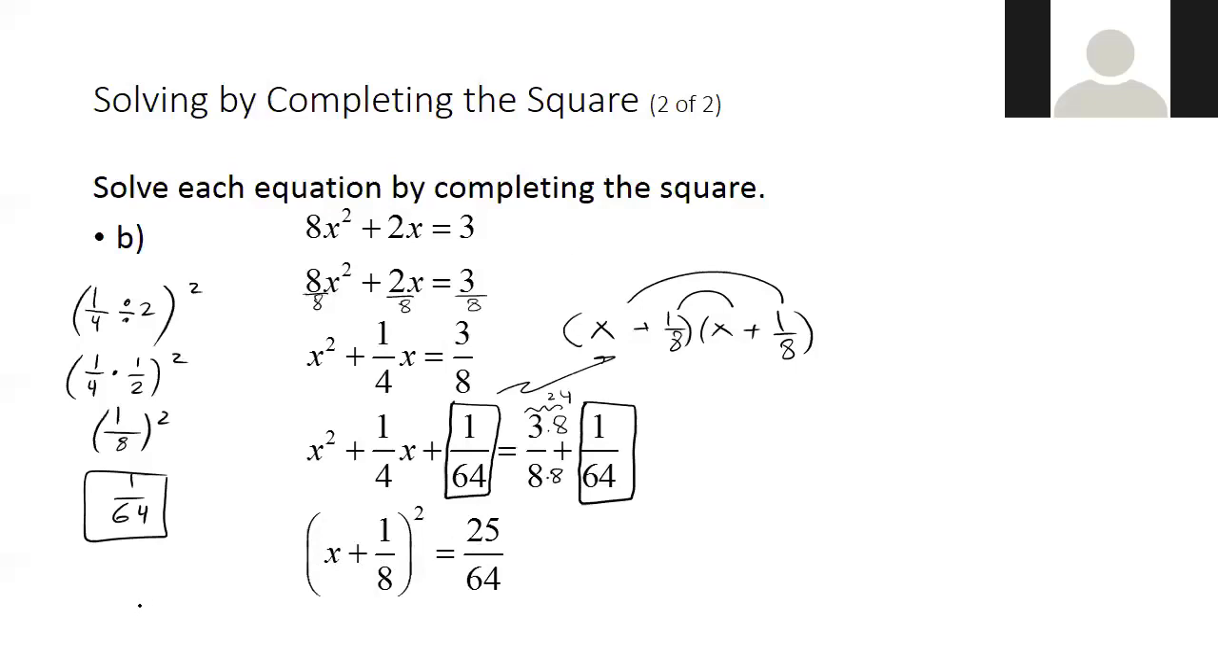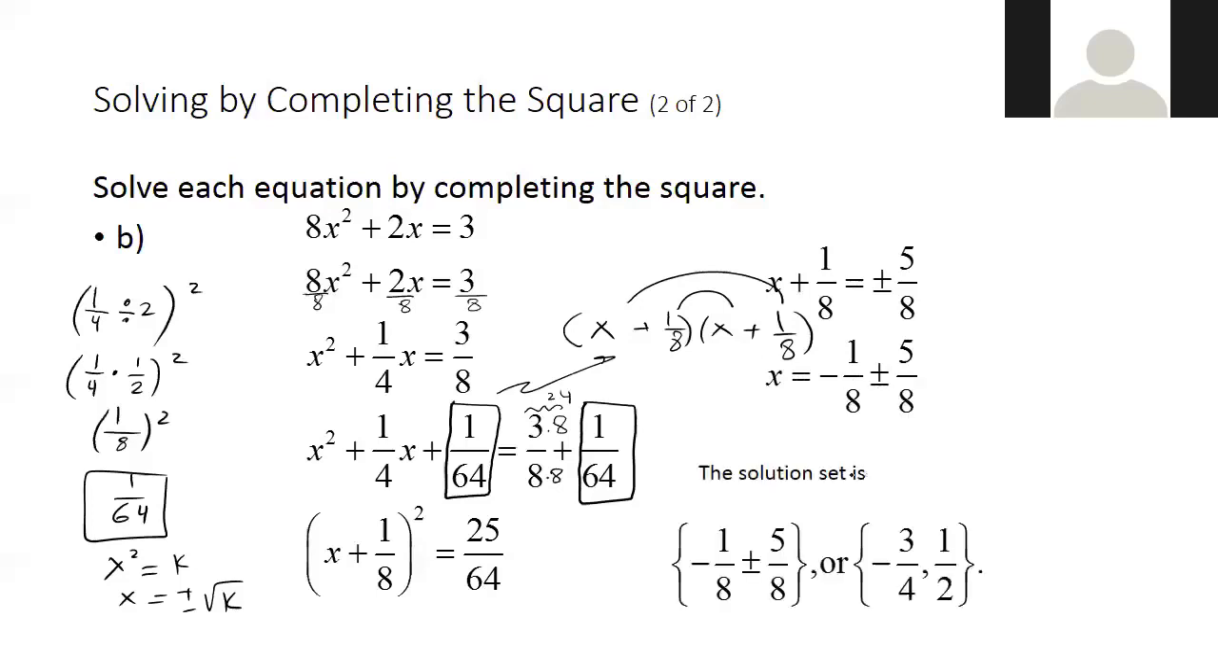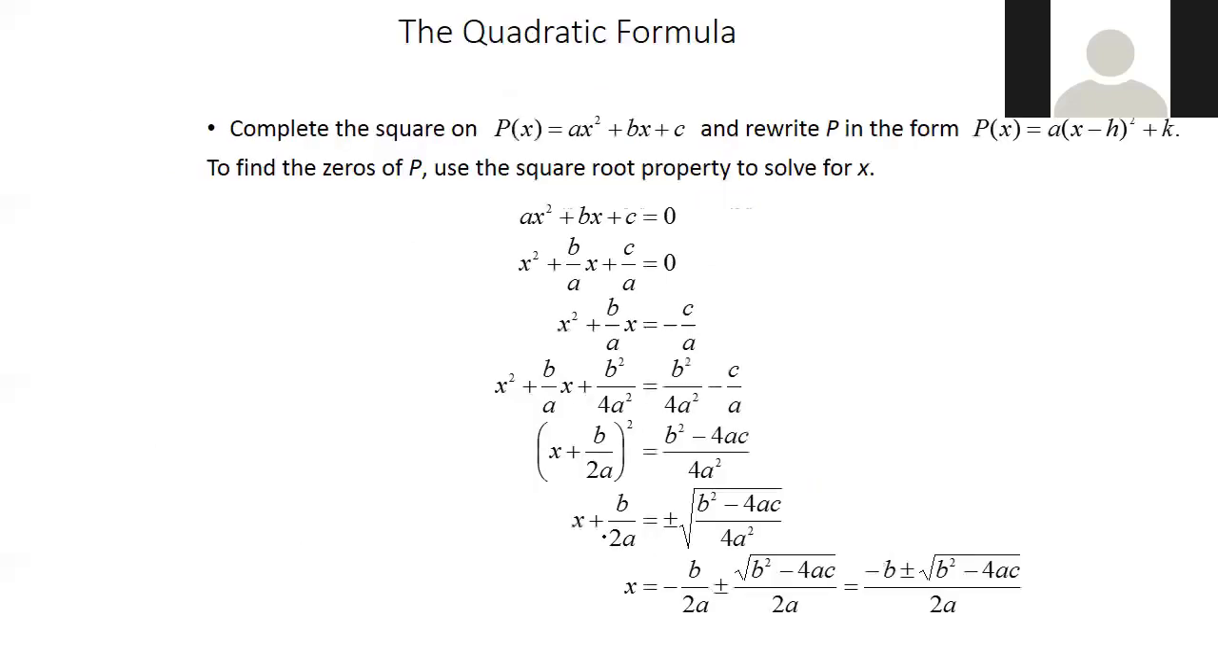Now I can use the square root property to solve for this. Remember, if something squared is equal to k, x would be equal to plus and minus radical k. So now I'm ready to do that. x plus 1/8 is equal to plus and minus square root of 25 over 64, which is 5/8. So x would be equal to minus 1/8 plus and minus 5/8. So you get two solutions here. One solution would be minus 1/8 plus 5/8, which is equal to 1/2. The other solution would be minus 1/8 minus 5/8, which is minus 3/4. These would be the zeros.